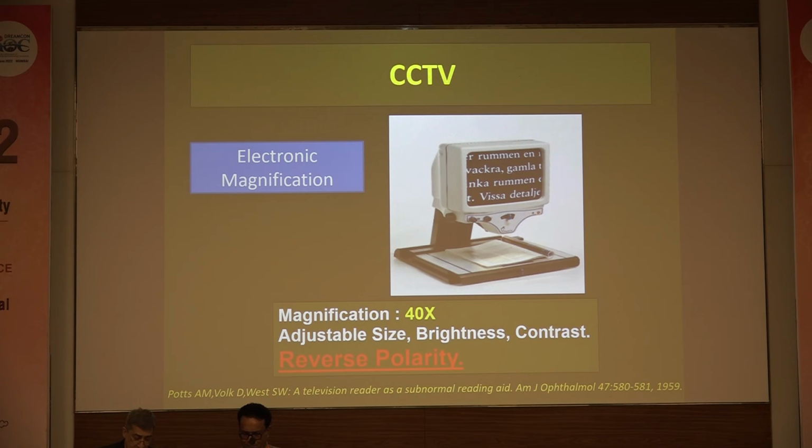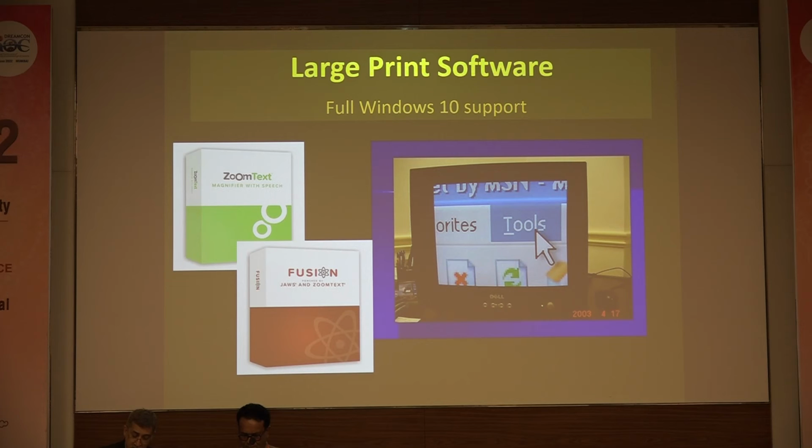And we also have inbuilt tools in Microsoft Office or commercially available softwares like ZoomText or Fusion for computer users. These enlarge the image also and read the documents, mails and web pages where patients are severely disabled.